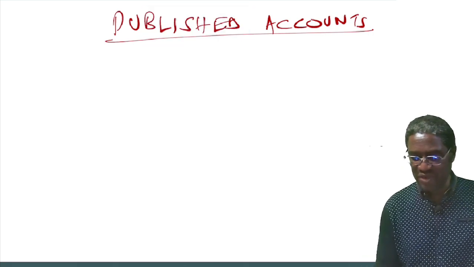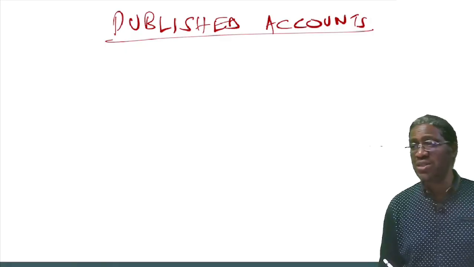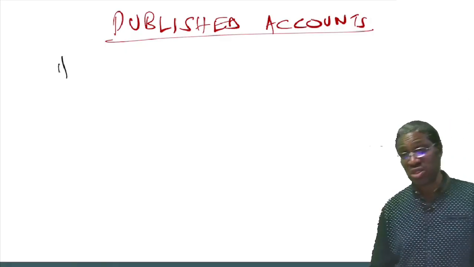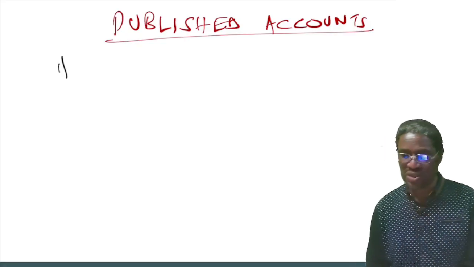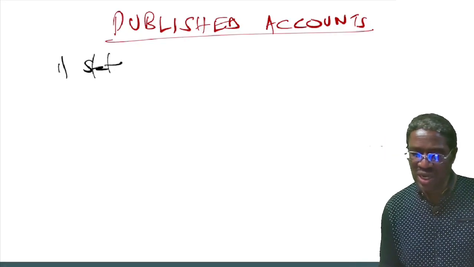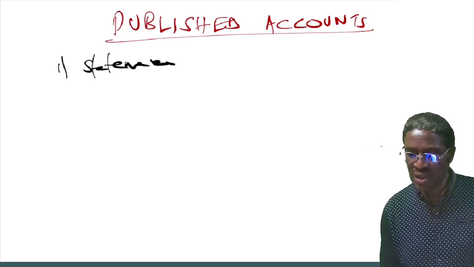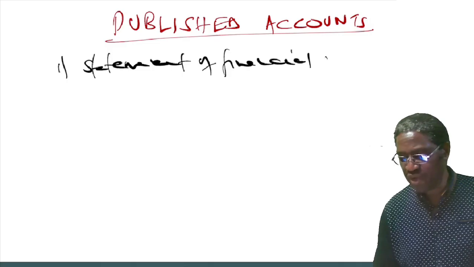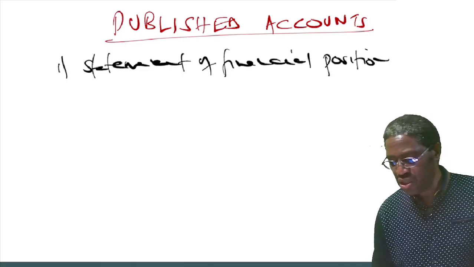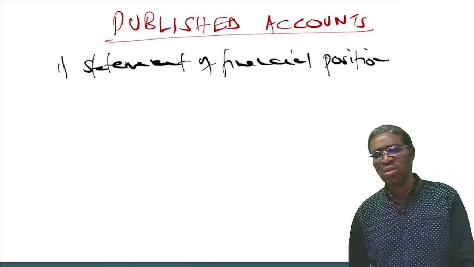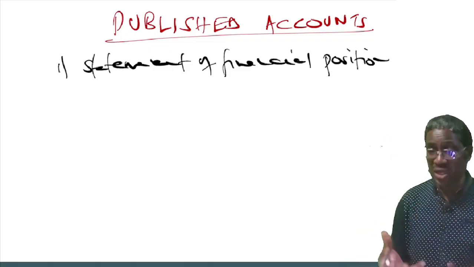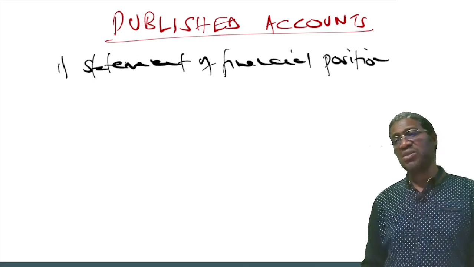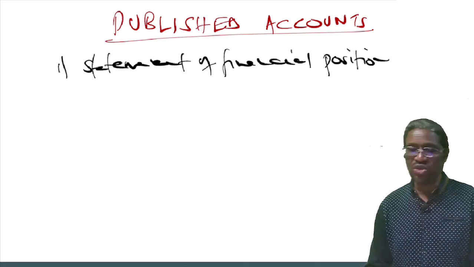So let me list them first. One thing that you as a public company are required to include in your complete set of financial statements for publication purposes is what we call a statement of financial position. This is what you could also call balance sheet. So that's one of the statements or components that should be included.